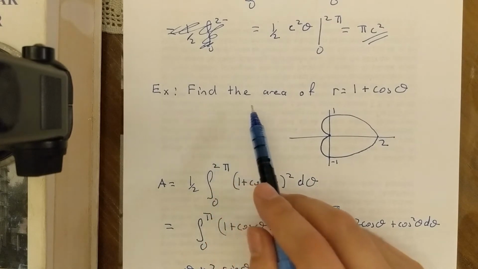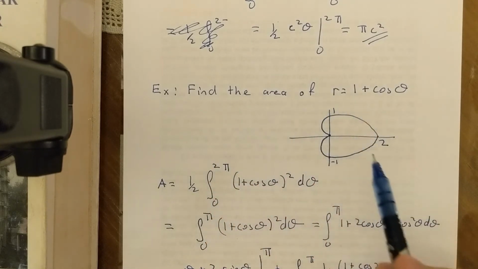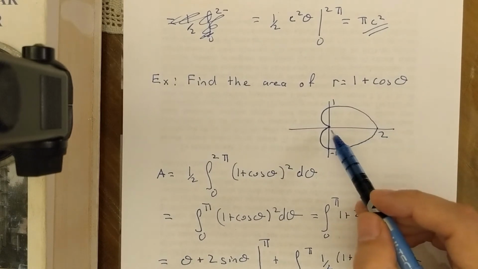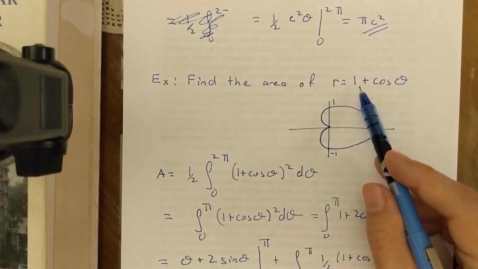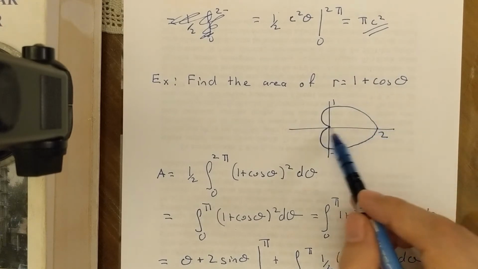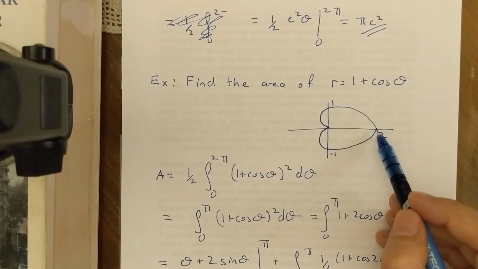I would like to find the area of r equals 1 plus cosine theta. Now, in our last video, we saw how we would draw this. You just plug in angles. When you plug in 0, cosine 0 is 1, so the radius is 2, so you're out here, okay?